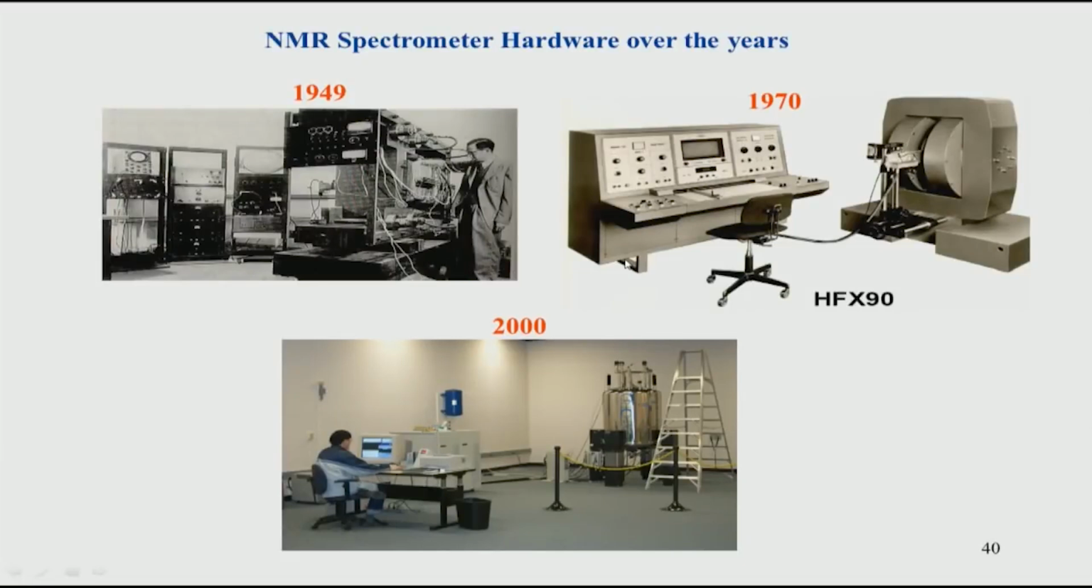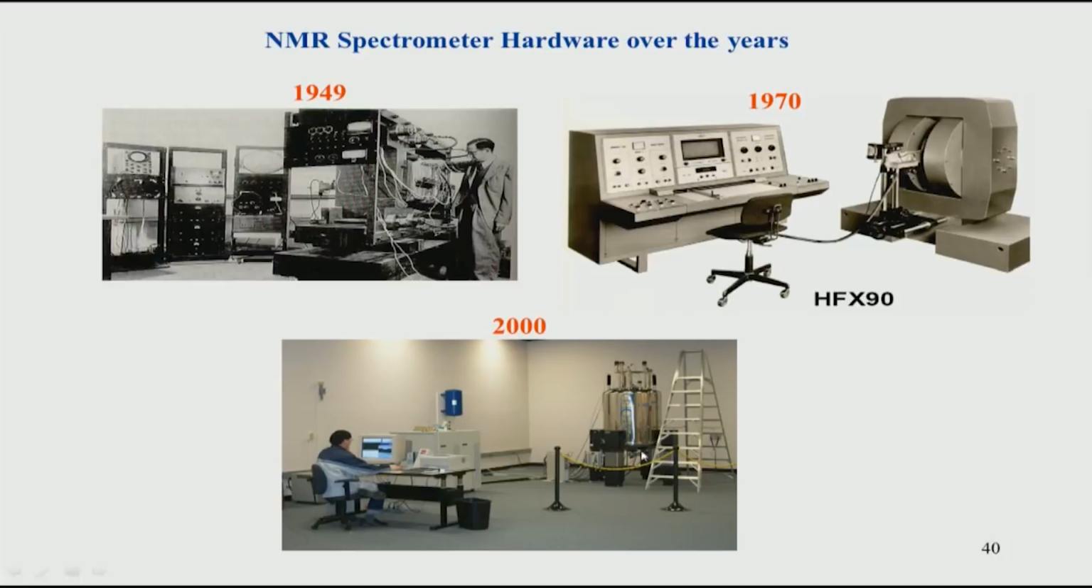NMR spectroscopy has actually come a long way since its invention. The phenomenon of NMR was discovered, as we showed in the last class, in 1945, and since then NMR instruments have become more and more compact and more modern. You can see here some pictures of very old systems. This is now historical, and you can see how they developed.